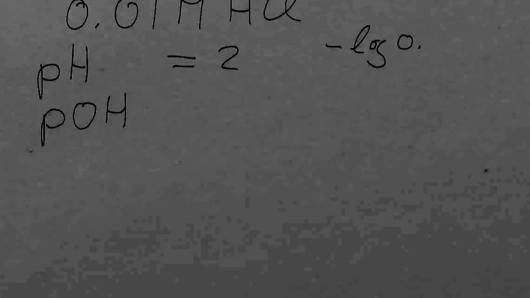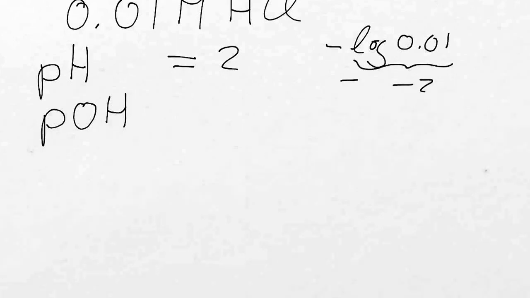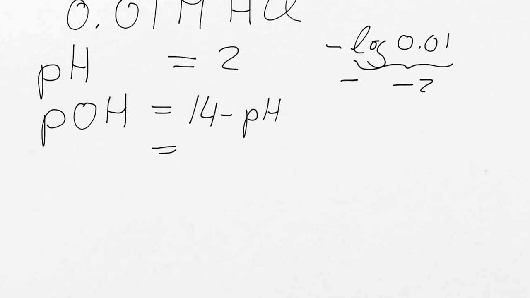pH is 2. Simply minus log of 0.01. That's the proton concentration. Log of 0.01 gives us minus 2, times minus gives plus 2. And the pOH we can calculate from the fact that pOH is 14 minus pH, bless you, equals 12.